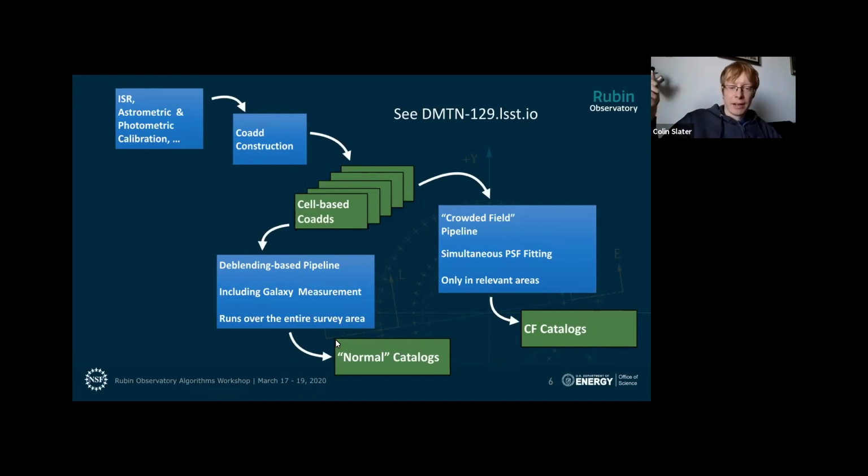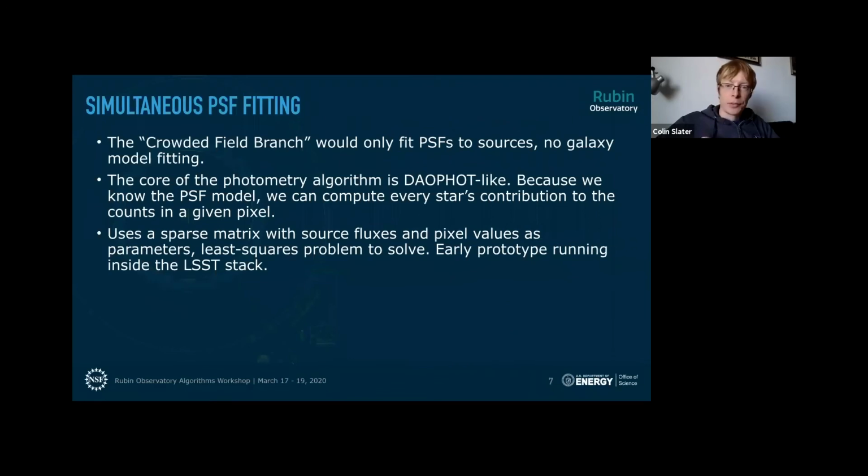It's valuable to have that as a comparison, so that users coming to LSST and trying to decide what's best for their science, if they are looking at something in the galactic plane, would be able to choose which set of data products is most relevant to their science case. As I said, this crowded field branch would only fit PSFs to sources, and there'd be no galaxy model fitting. You would have to go to the deblending-based pipeline to get that.